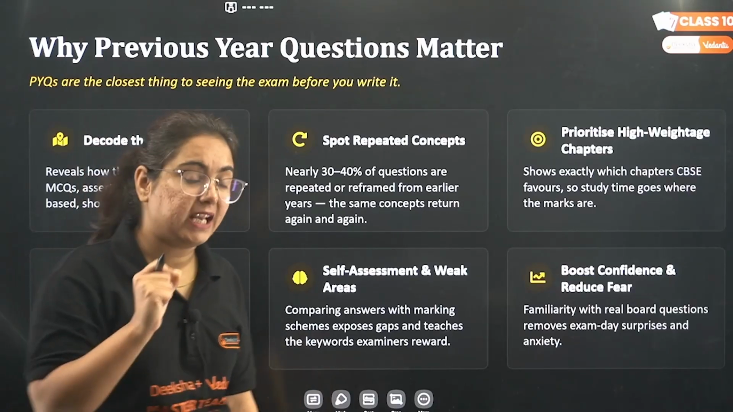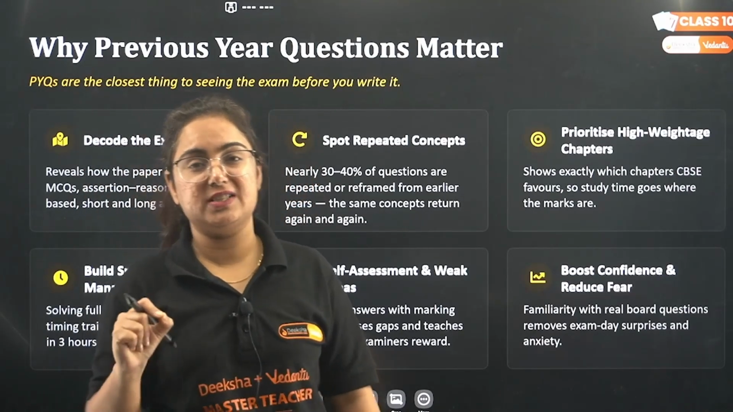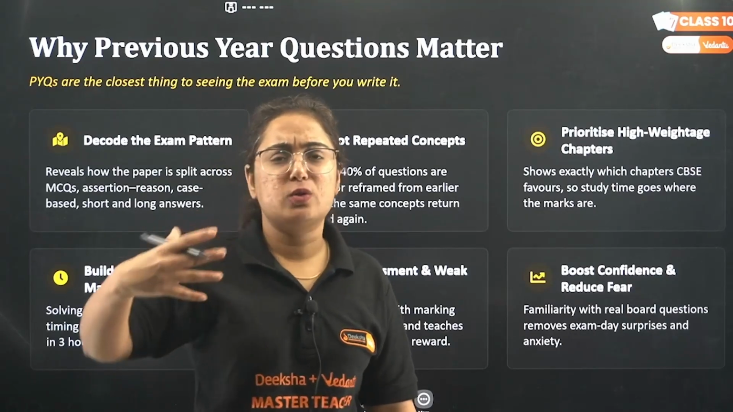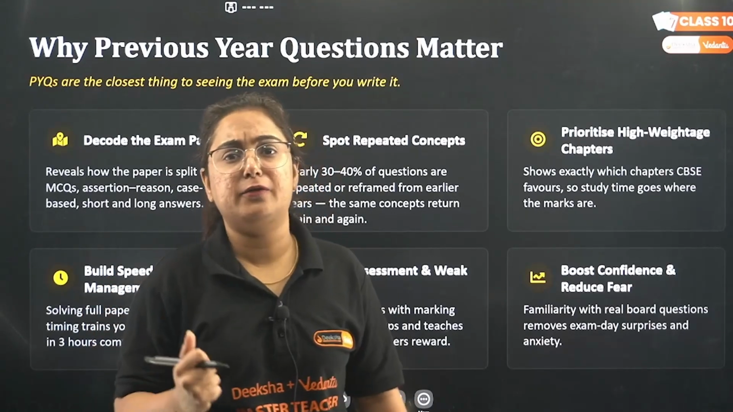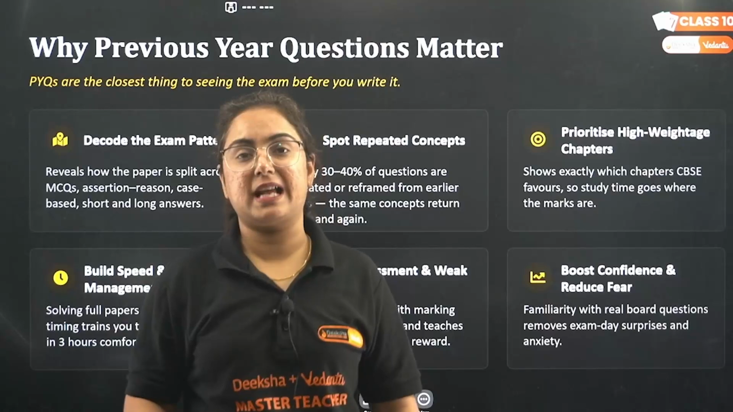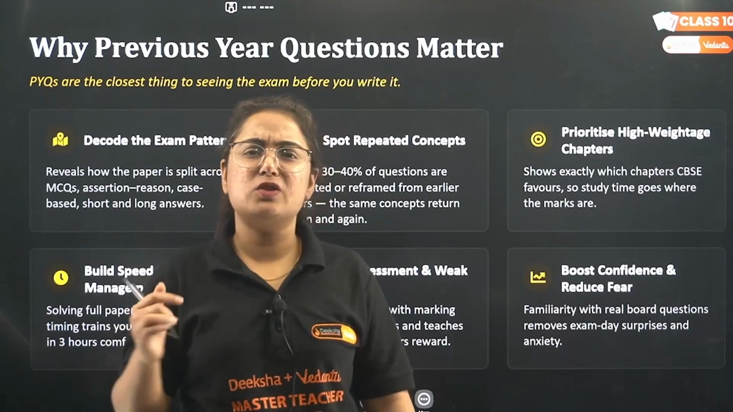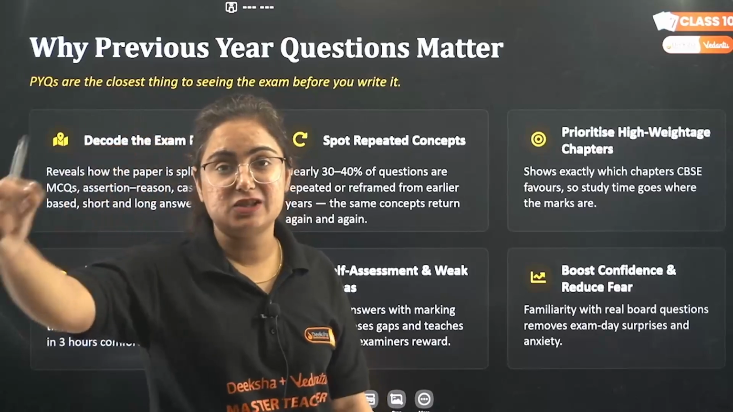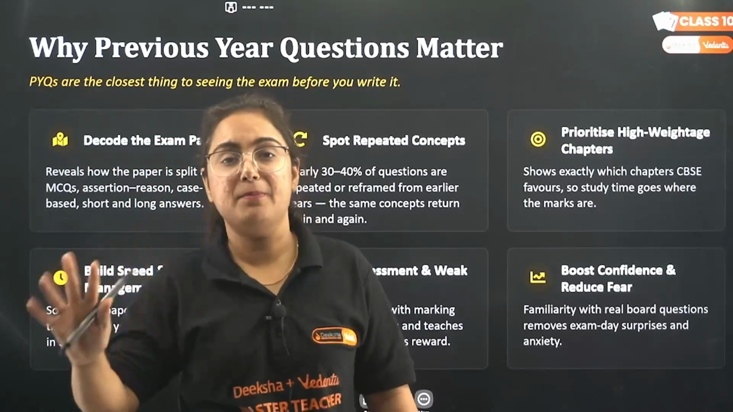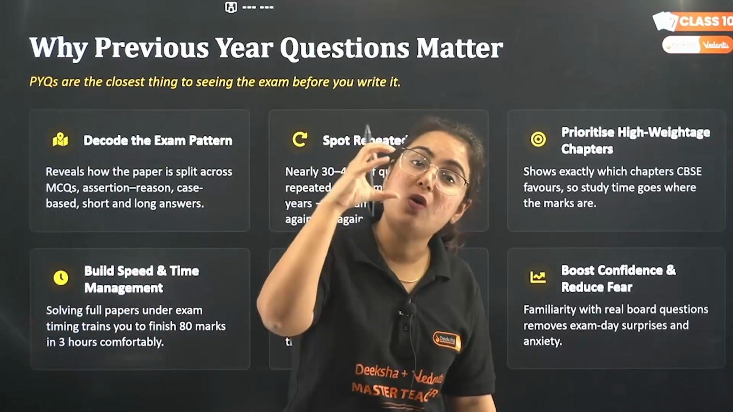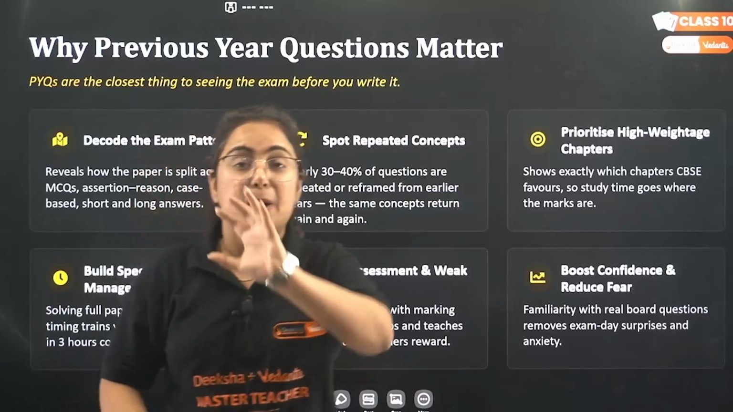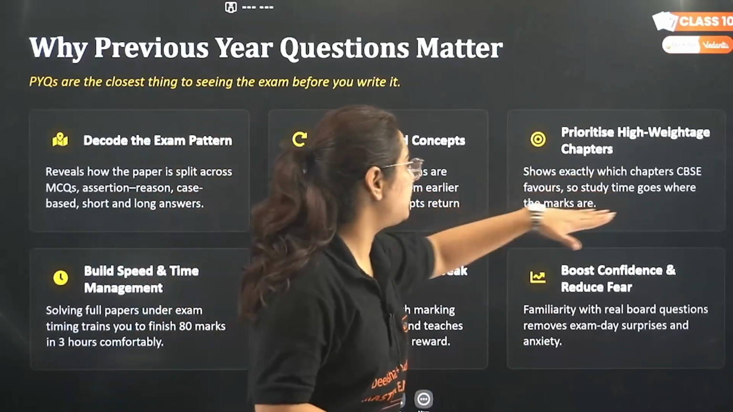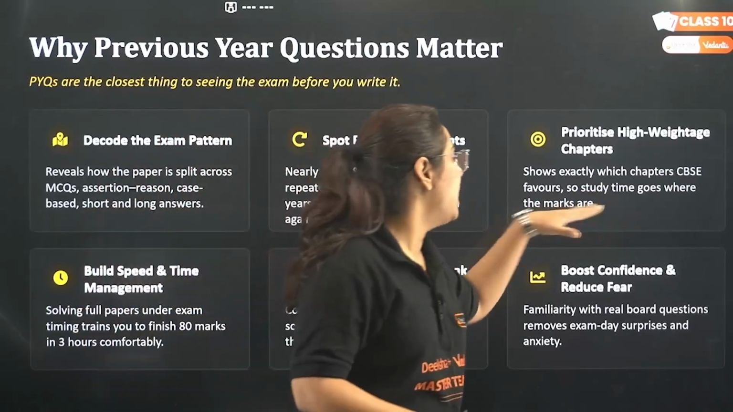The next thing is to prioritize high weightage concepts, beta. Everything in SST is not important. No one is going to ask you again and again about the painting of Frederick Sorrow, but yes about the Balkan crisis. No one is going to ask you some basic thing given in the book, but yes about important things like agriculture and crops. So you have to analyze those high weightage concepts so that before the exam we will just revise them. It shows exactly which chapters CBSE favors, so study time goes where the marks go.